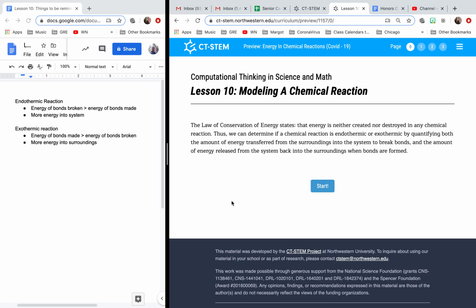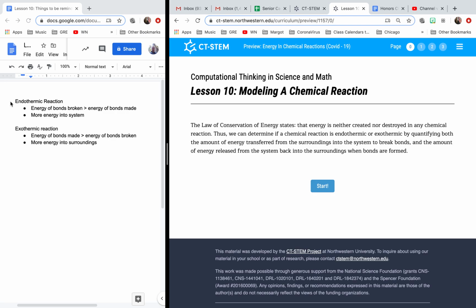This video is meant to talk through Lesson 10, Modeling a Chemical Reaction. On this first page, we just go through the law of conservation of energy, stating that energy cannot be created or destroyed. And then we have a breakdown of endothermic and exothermic reactions corresponding to energy. I've summarized this over here, so I just want to go through this really fast.